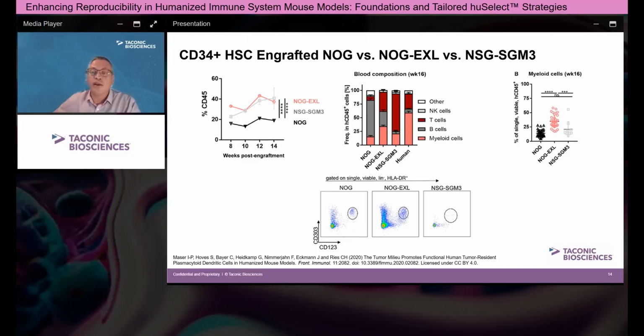But most importantly, and why many people choose this particular model, is for the presence of myeloid cells. And it is noted in particular that they express a very significant population of plasmacytoid dendritic cells, as shown in this graph at the bottom.